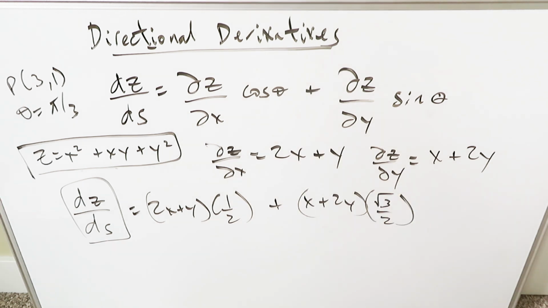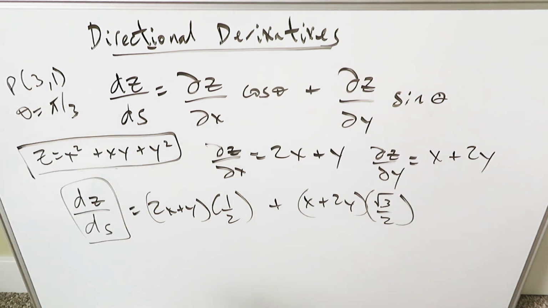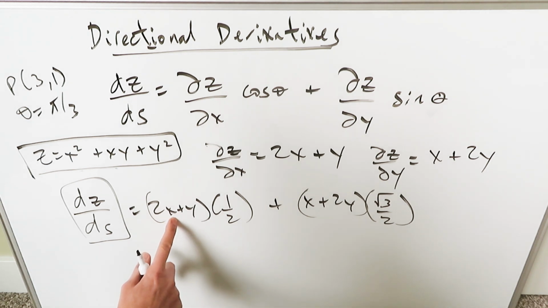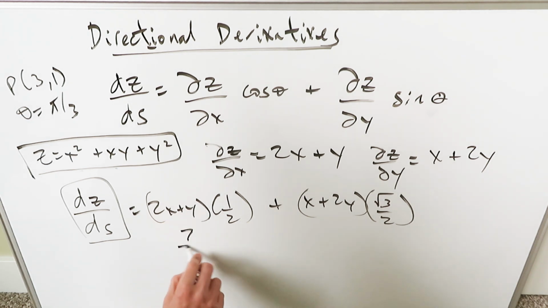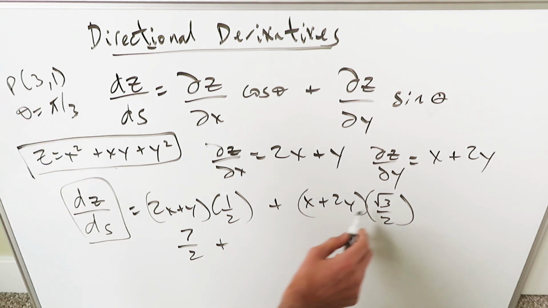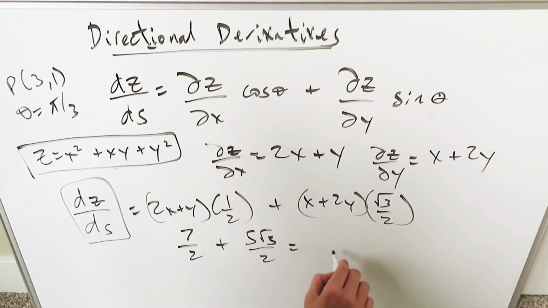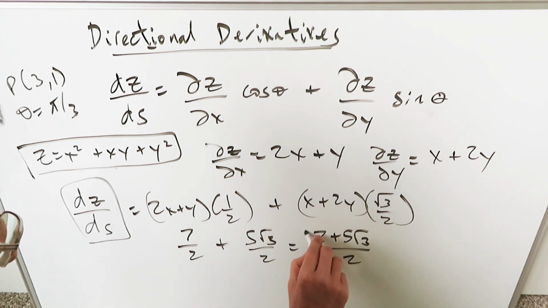That's what I have. Now what we have to do is plug in our values for x and y. I have x is 3, y is 1. I have 3 times 2 is 6 plus 1, which is 7, times 1 over 2 is 7 over 2, plus x and y is 3 and 1, 3 plus 2, which is 5, times root 3, 5 root 3 over 2. Bring these under a common denominator. I have 7 plus 5 root 3, and this right here is my answer.